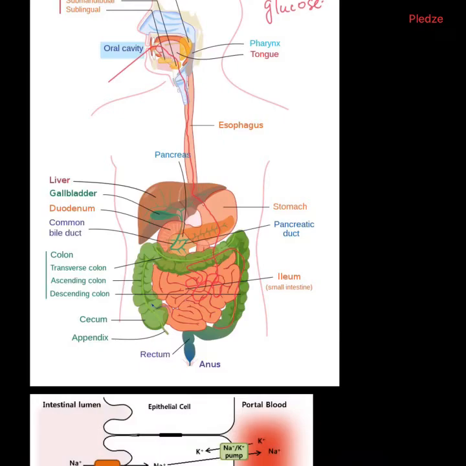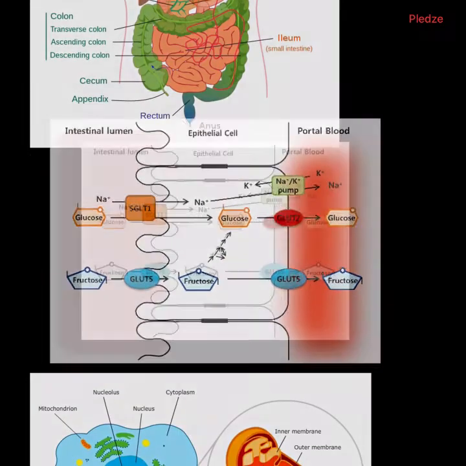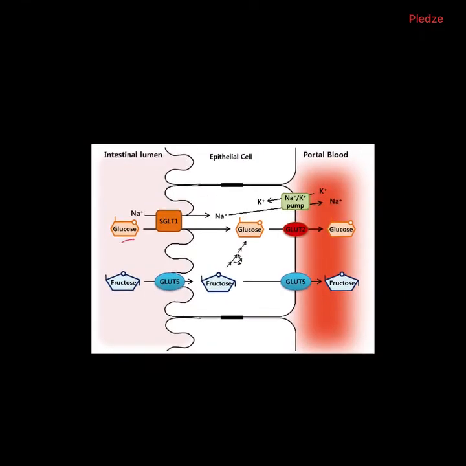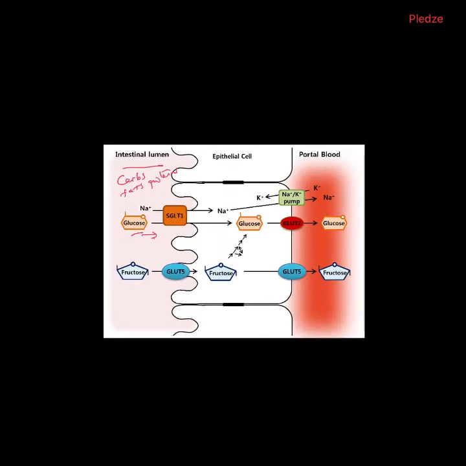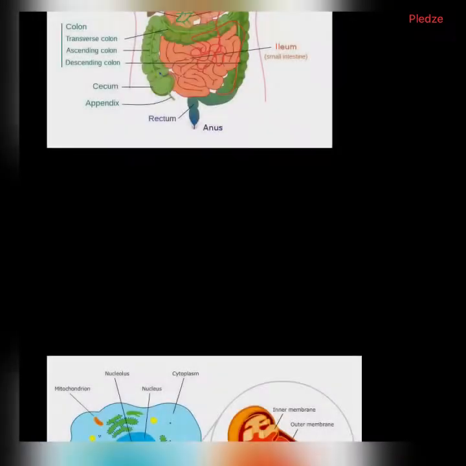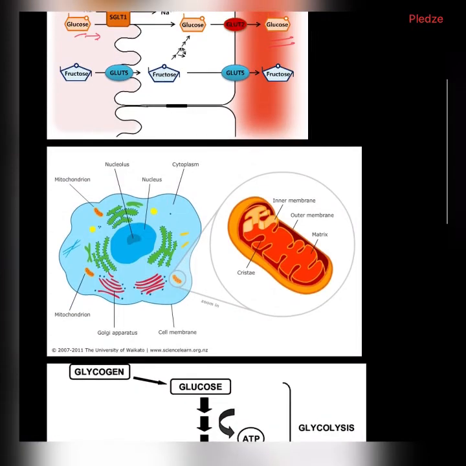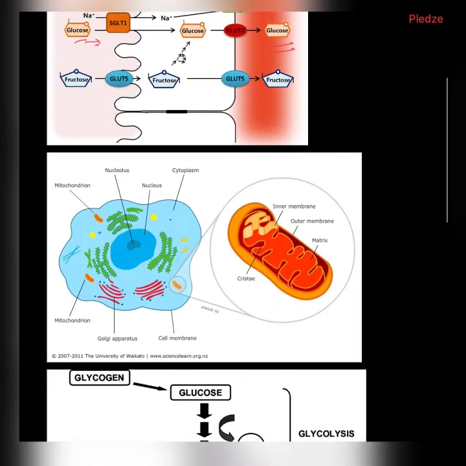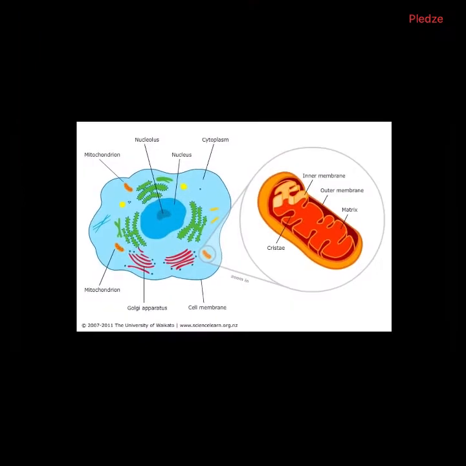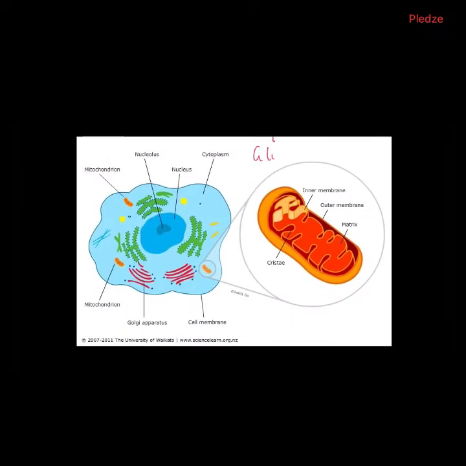Now where does the glucose go? The glucose from the intestinal lumen, where the glucose is being formed, is now passing from the intestine into the blood. So once in the blood, it has to go to the cell, where it is finally going to be used to make the energy which is utilized by the cell. So the glucose from the blood gets into our cell.